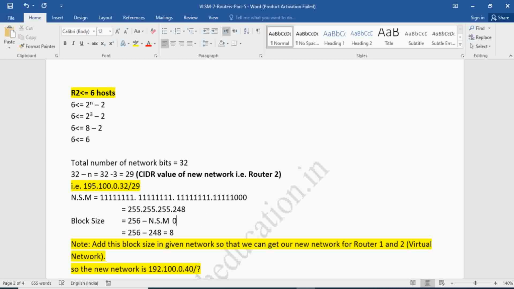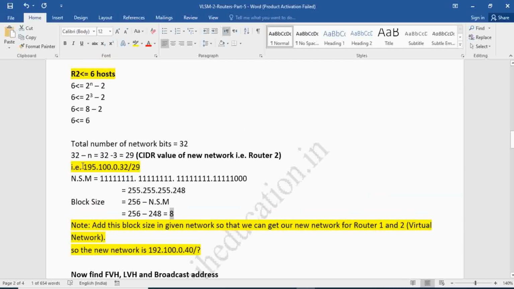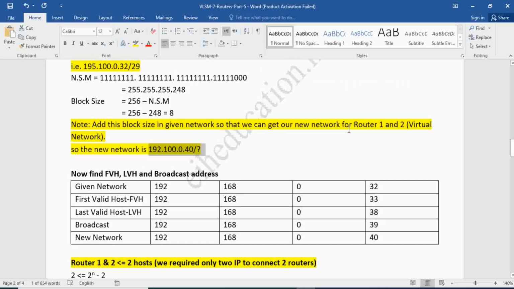The formula of block size is block size equals 256 minus new subnet mask. So 256 minus 248 equals 8. Add this block size to the given network so that we can get our new network for the virtual network. So the given network is 192.168.0.32 and then add 8. Our new network will be 192.168.0.40. Remember, in Class C there are 3 network blocks and 1 host block. Changes occur only in the host block.